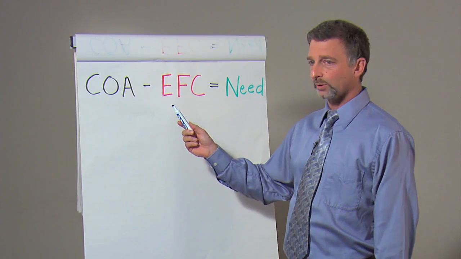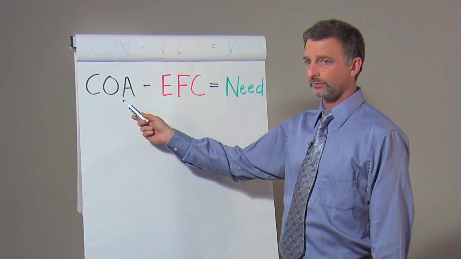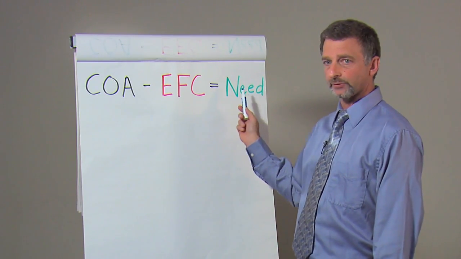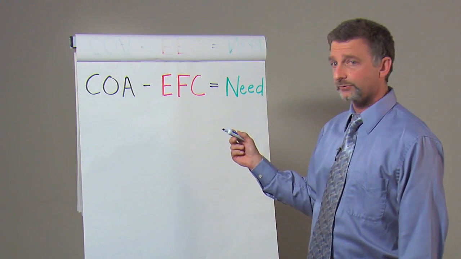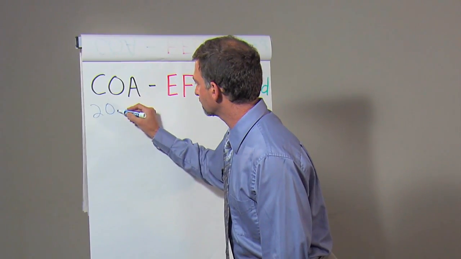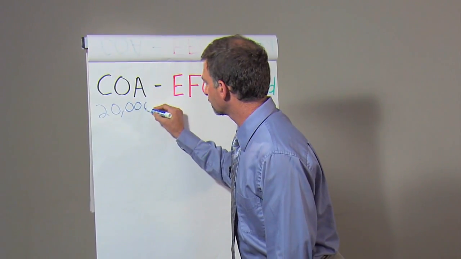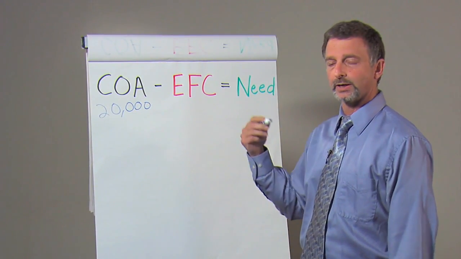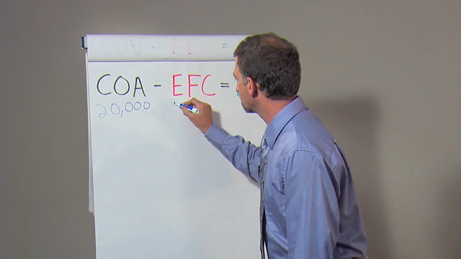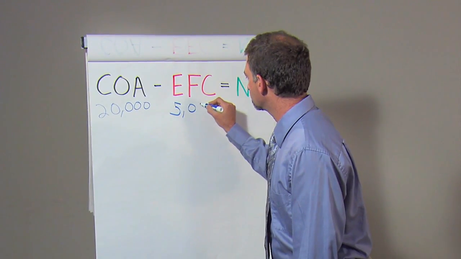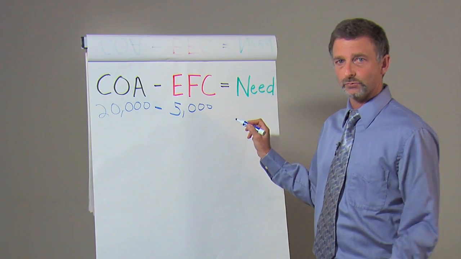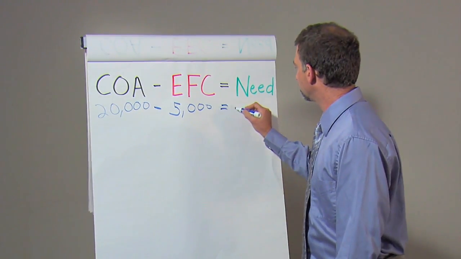Well, here's the financial aid formula. It is cost of attendance minus EFC equals your need, and you should have learned a little bit about this earlier in the seminar. So in this example, we're going to use $20,000 for the cost of attendance. That's a typical cost for a state school. And your EFC in this example is $5,000. So what do you think your need's going to be? Well, you're right. It's going to be $15,000.